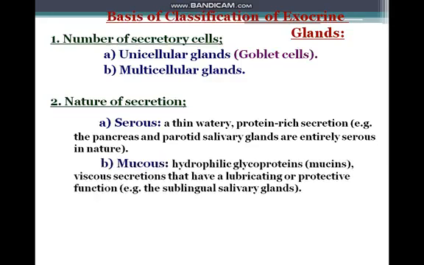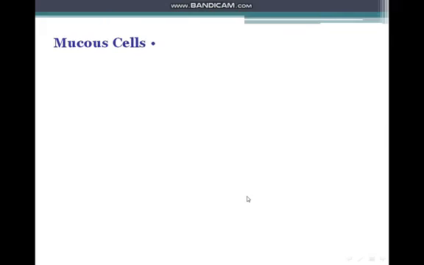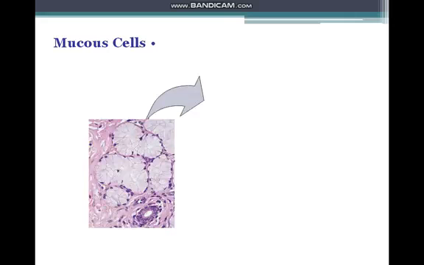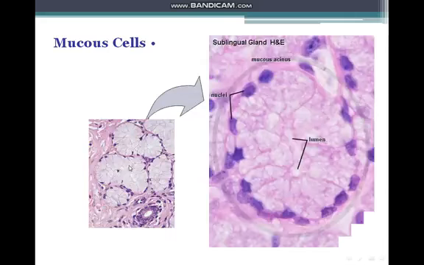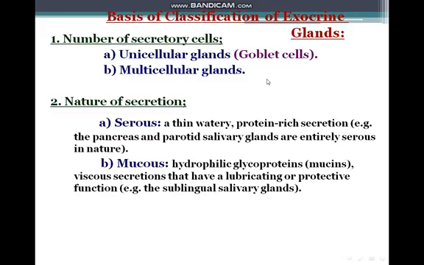Mucous acini produce mucin, which is a hydrophilic glycoprotein with lubricating and protective functions, as in the sublingual salivary gland. The mucous acinus appears as a light stained area in sections, and at higher magnification we can see the cells are polyhedral and contain no cytoplasmic granules. This is the site of mucus, and the nuclei are small and dark stained.